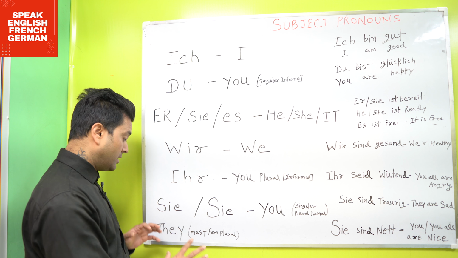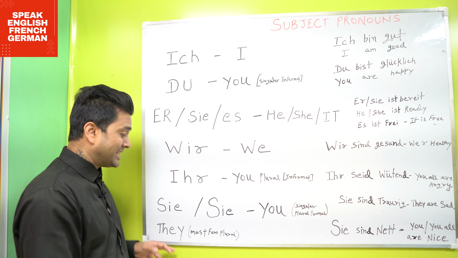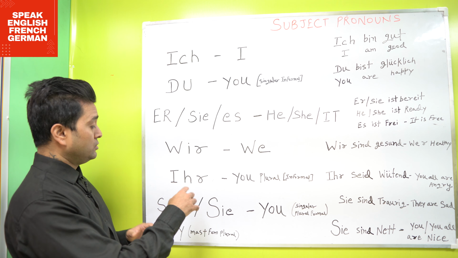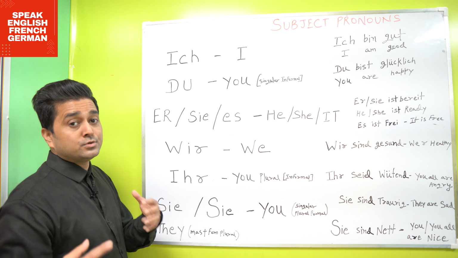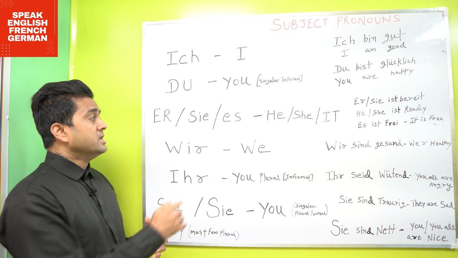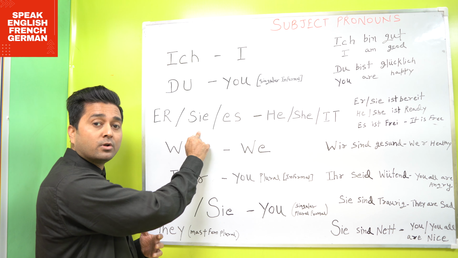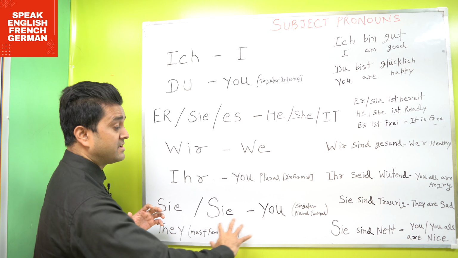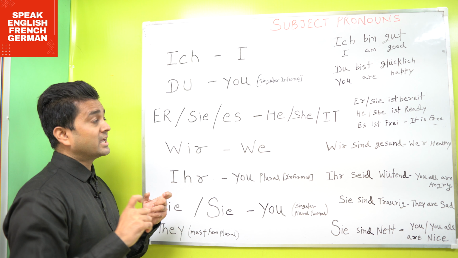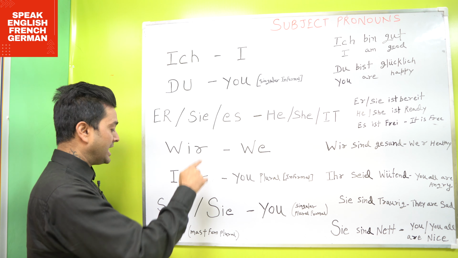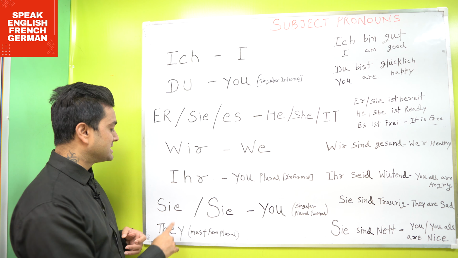This sie here has the meaning they. Here we have you singular plural formal, and here you might confuse yourself, like here again we have sie, here again we have sie. So here it's third person singular and this is third person plural. So we have different conjugation, and that's how you can understand the meaning, where we have to use this sie and where we have to use this Sie.